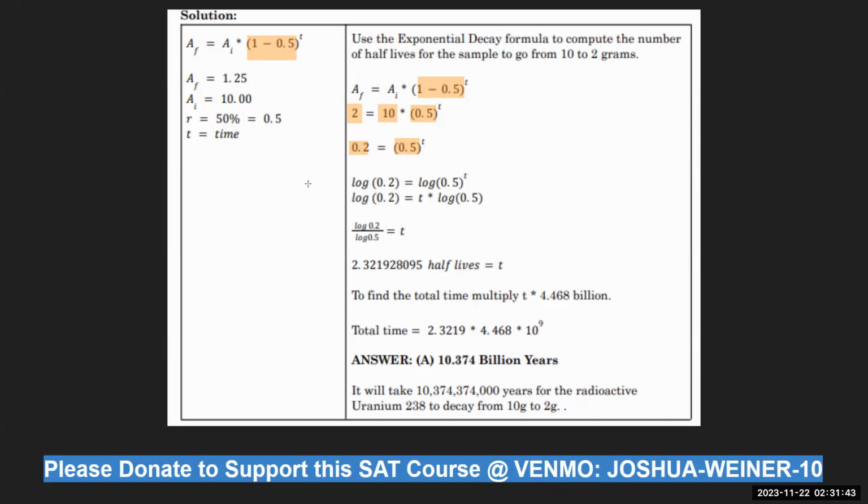So the correct answer is 10.374 billion years for that uranium to cool off. So the radioactive uranium present goes from 10 grams to 2 grams. 10 grams could make a community sick or be dangerous for a town or a village, and 2% is the safe level, right? 2 grams is the safe level. Then that sample will take 10 billion years to be safe again in that community.